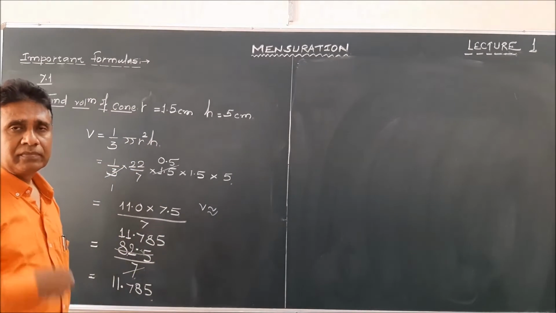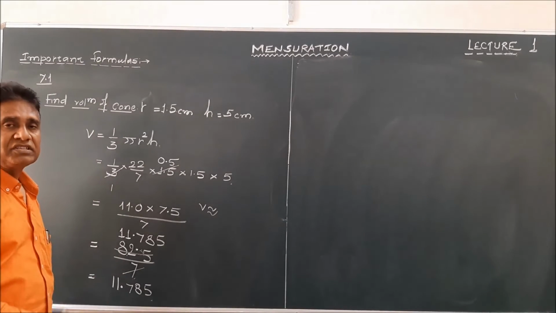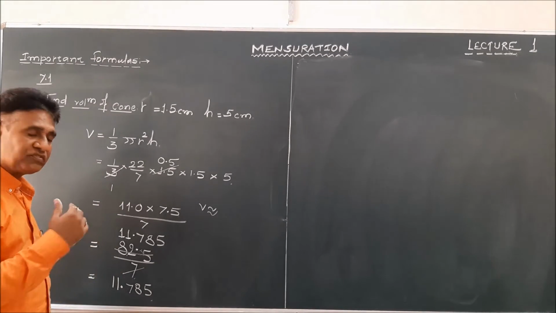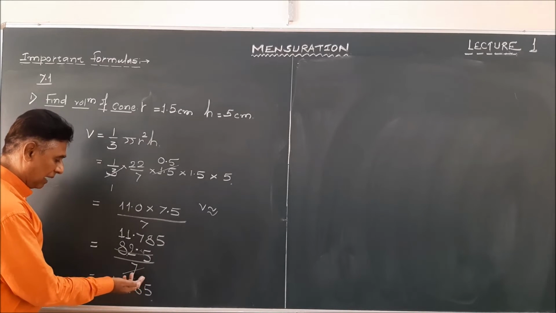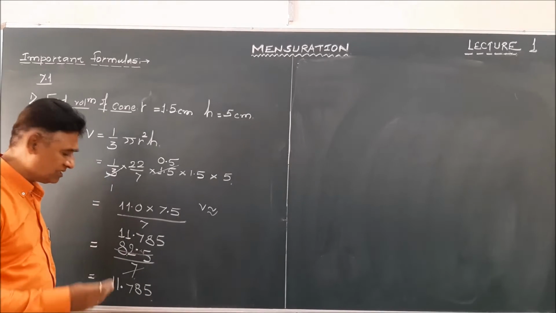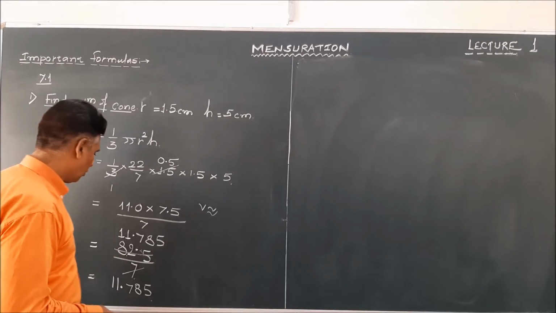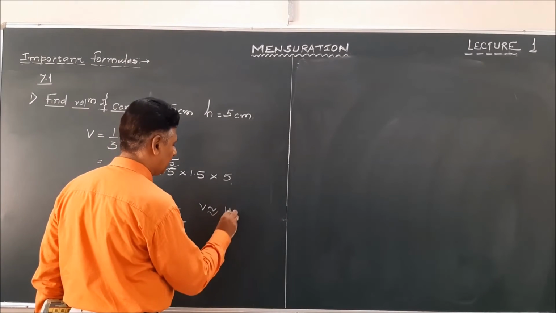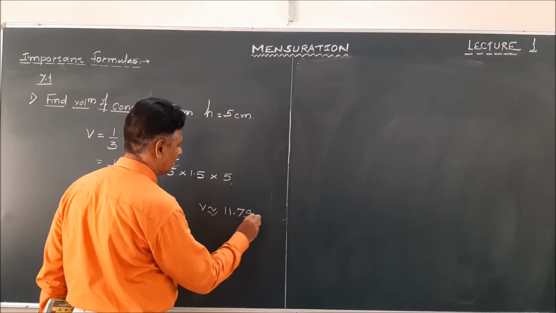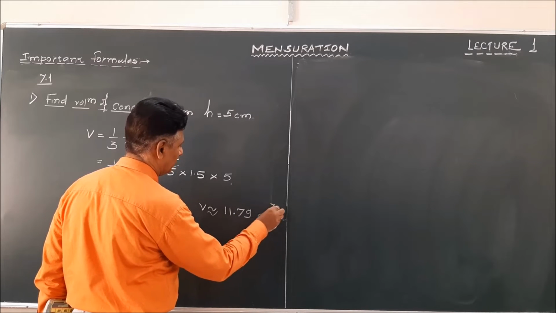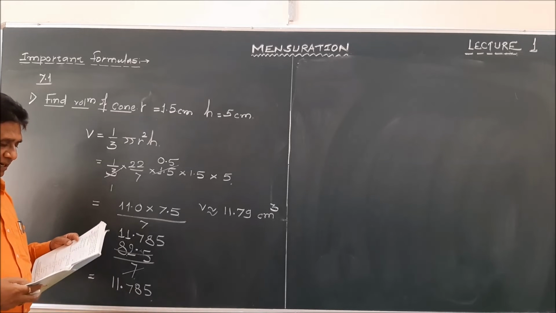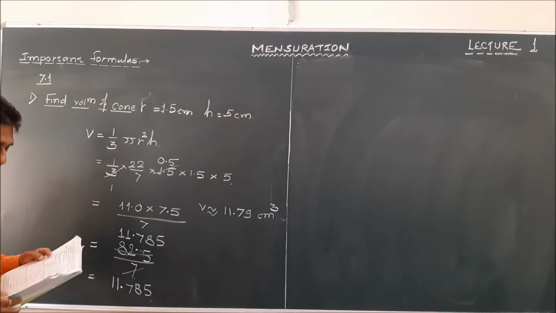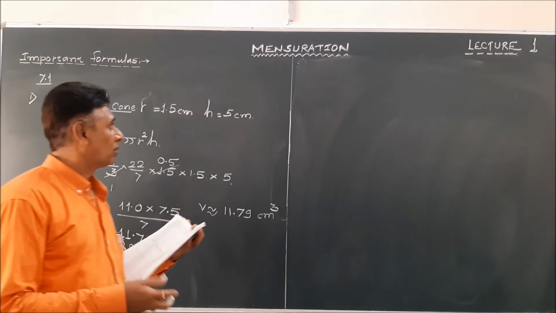If the last digit, which I have to drop, is 5 or greater than 5, I drop it straight away by adding 1 to the previous digit. This is the normal method. So volume is equal to 11.79 centimeter cube. Be careful about units. That unit is centimeter cube, 11.79.